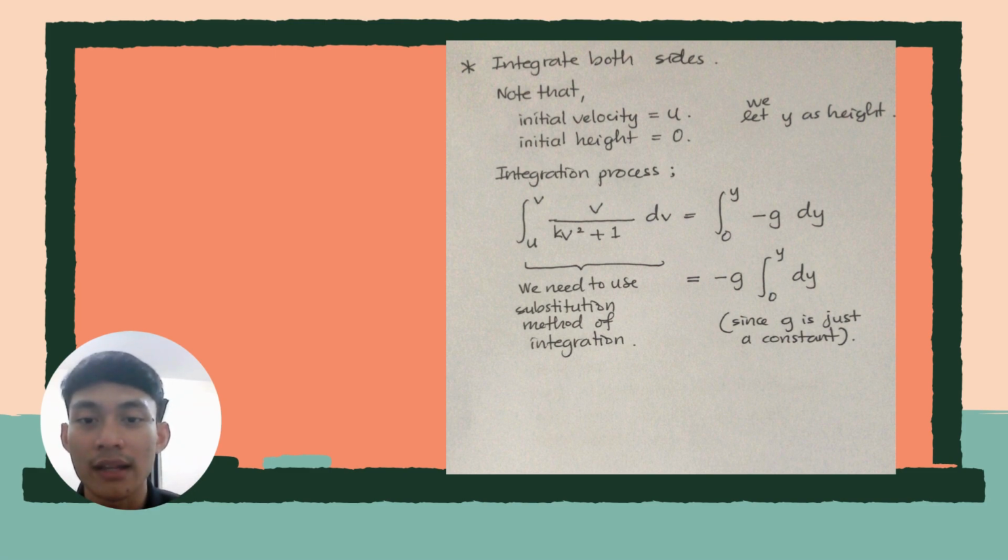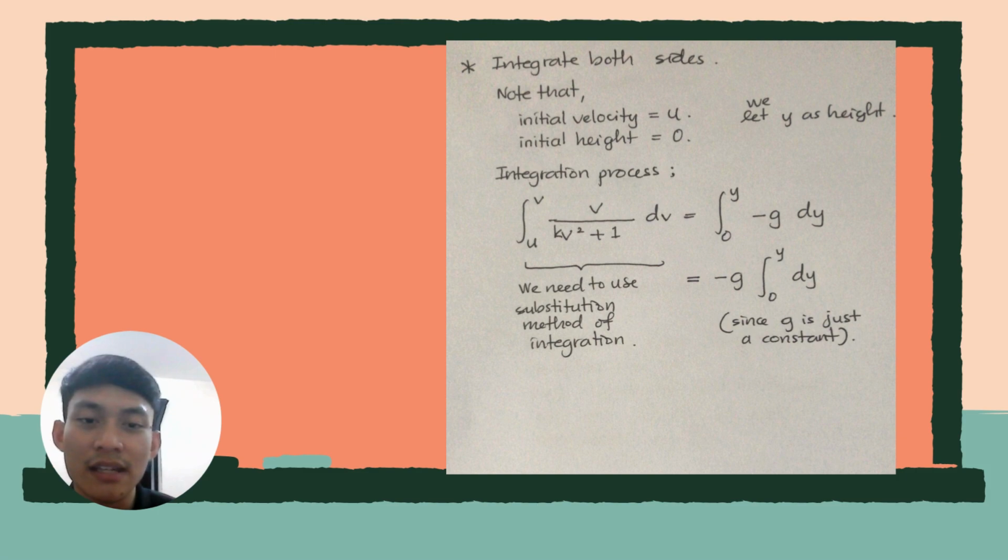So we integrate v over kv squared plus 1 in terms of v from u to v. All right, so that's going to be the left hand side integration. And what about the right hand side? Right hand side, we integrate negative g in terms of y from 0 to y.